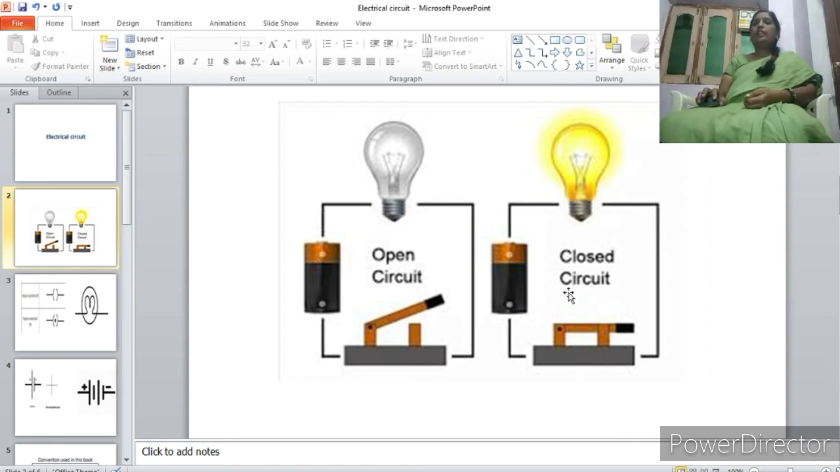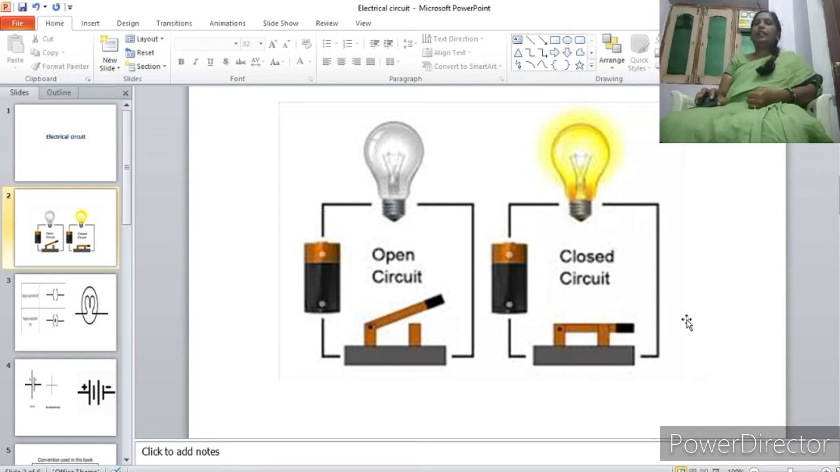Simply, when you bring a bulb and keep it near the battery or a cell, it will not glow. As we discussed in last class, a cell has two terminals, one positive terminal and one negative terminal. The flow of electrons from one terminal to the other takes place with the help of a conducting wire. Whenever the positive terminal and the negative terminal are connected through a wire, the bulb is able to glow.